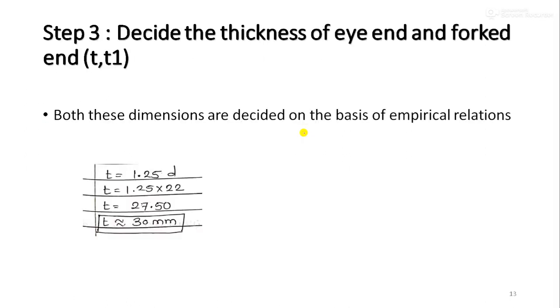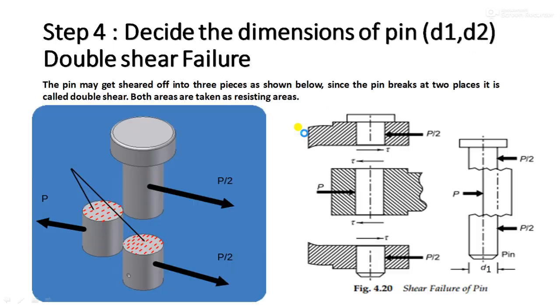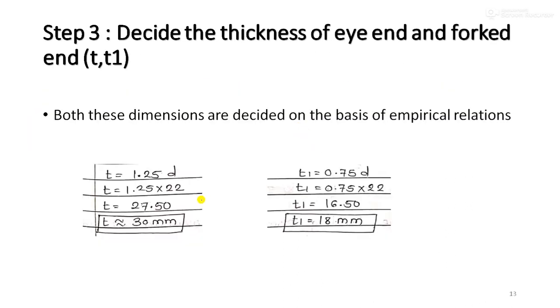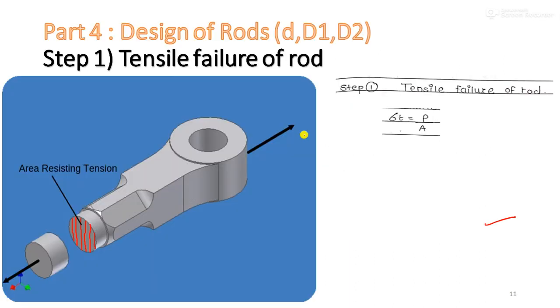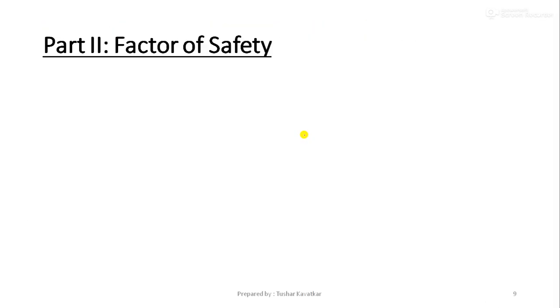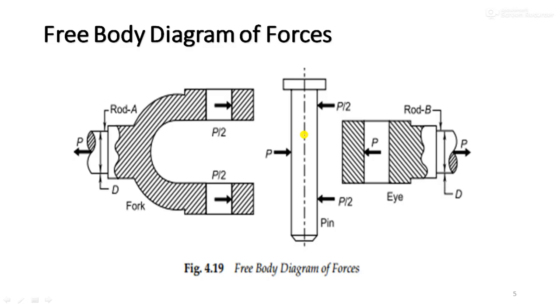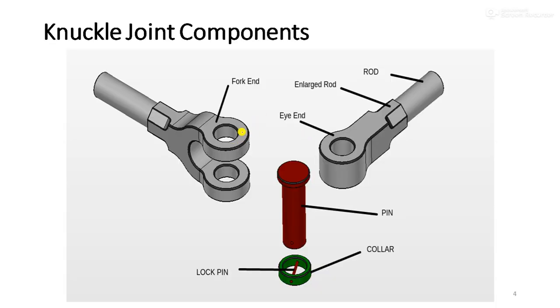Then we decided the thickness of the eye end and the fork end, that is T and T1. So remember this, T is 30 mm and T1 is 18 mm. T is the thickness of the eye end, T1 is the thickness of the fork end. Just remember that there is one eye and there are two forks. If I go back, that will be helpful for you to understand. You can see this: two forks having a thickness T1 and one eye having a thickness T.